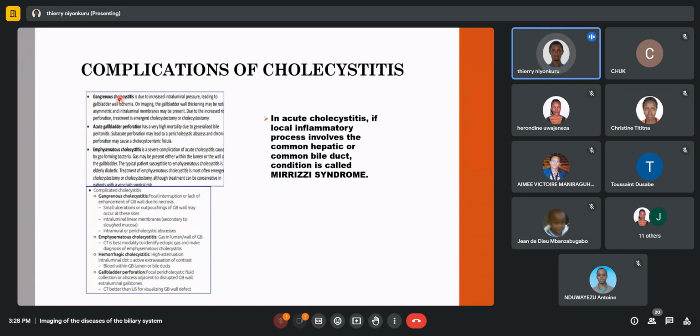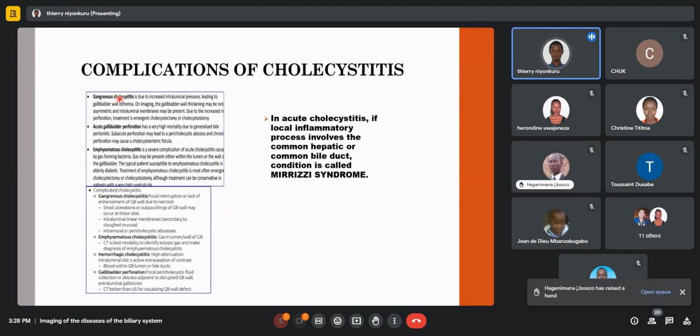Perforation may also perforate into the small bowel, where it will cause a cholecystoenteric fistula. There is emphysematous cholecystitis, which is a severe complication of cholecystitis due to gas-forming bacteria. So the gas may be seen within the lumen or the wall of the gallbladder. One of the predisposing factors is diabetes, and early treatment is crucial.